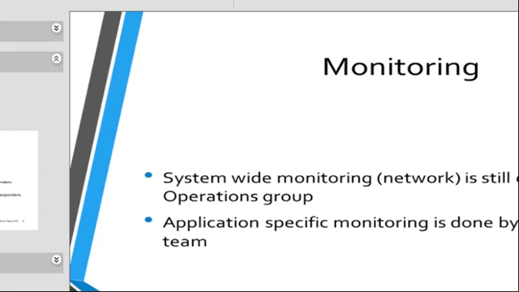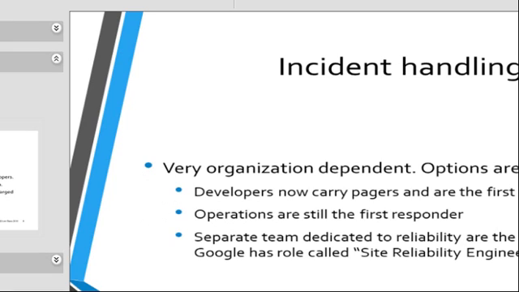System-wide monitoring is done by the operations group, and they're looking at capacity of the network to handle the various types of activities. They're looking for signs of an intruder, and they're looking for hardware failures of various kinds. Application-specific monitoring is done by the development team. And when something goes wrong, then that's an incident.